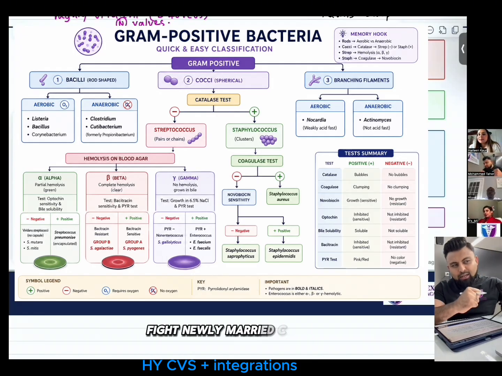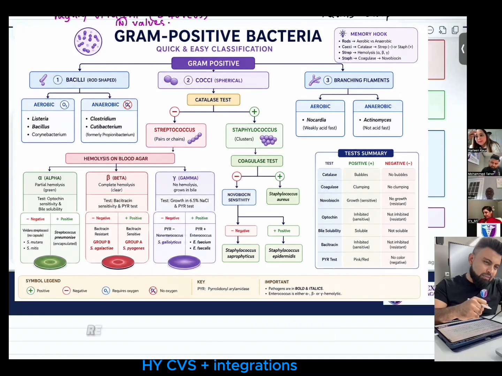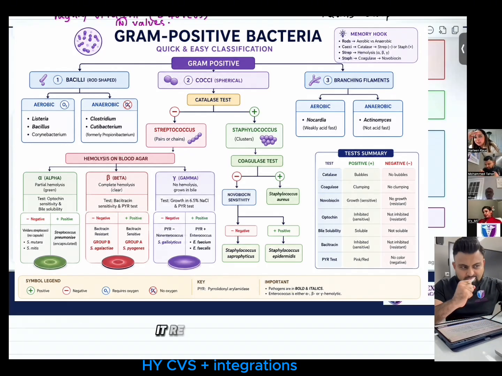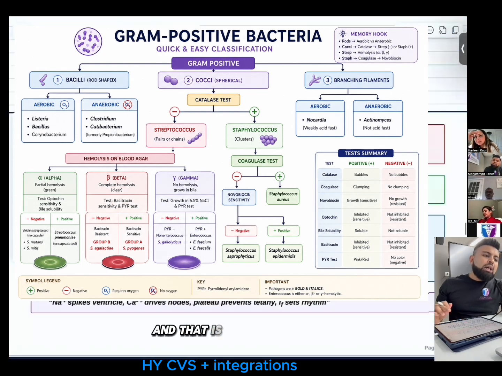Fight. Newly married couple fighting. Remember, that is associated with honeymoon cystitis, right? So you can remember it like that. Novobiocin sensitive: it is Staph epidermidis. Resistant, meaning it resists the novobiocin: that is saprophyticus.